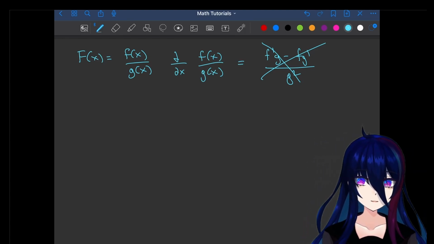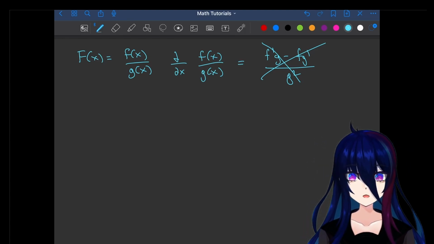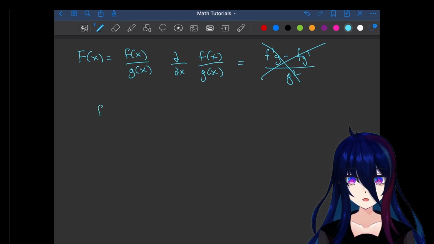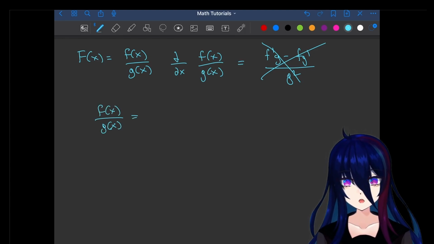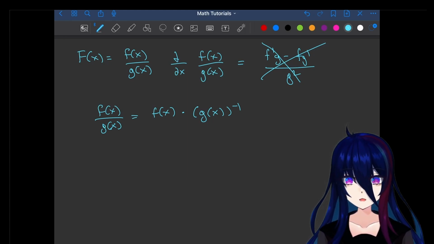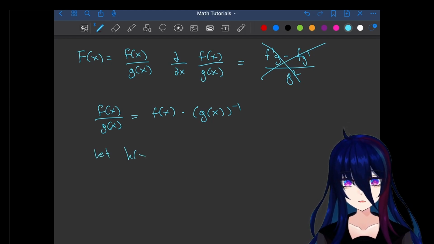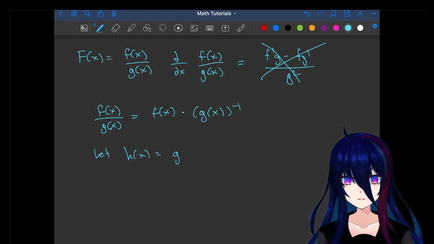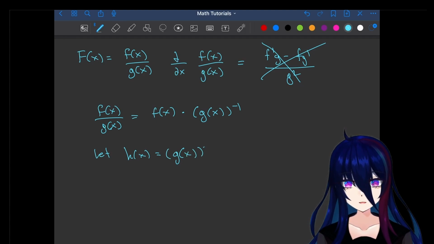Alright, so how are we going to go about that? First, let's look at f of x over g of x, which we can rewrite as f of x times g of x to the negative first power. Okay, now we're going to go ahead and let the function h of x be equal to that g of x to the negative first power.